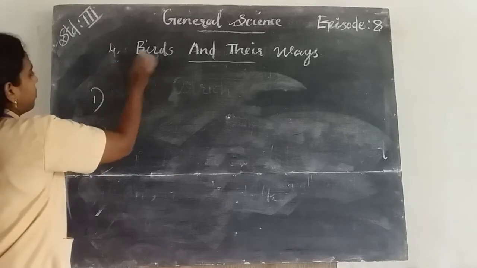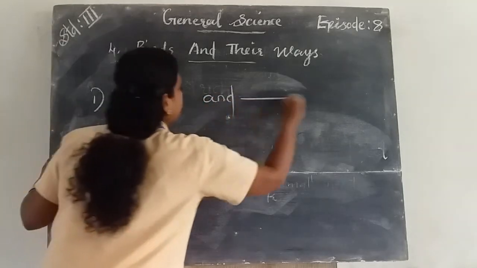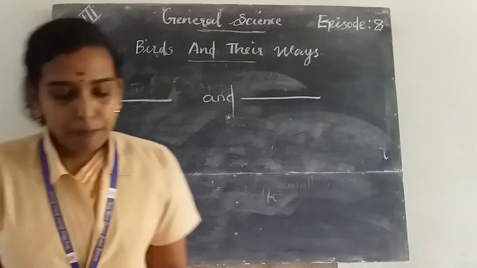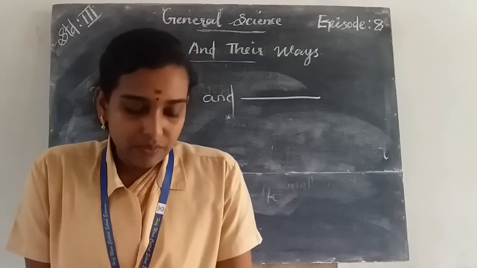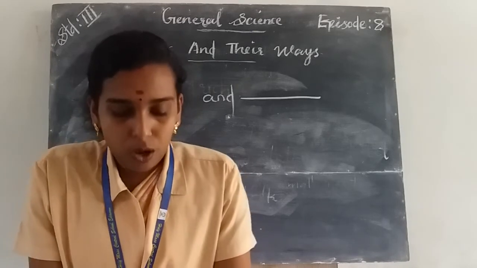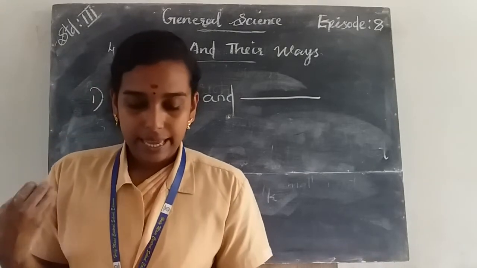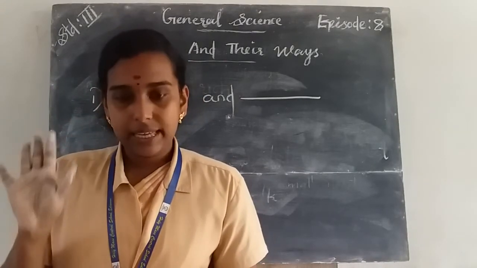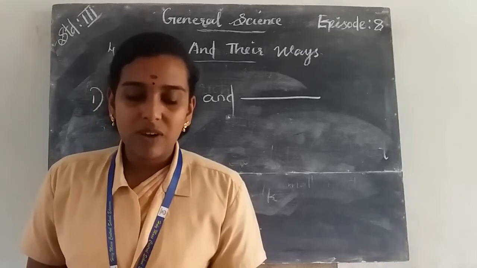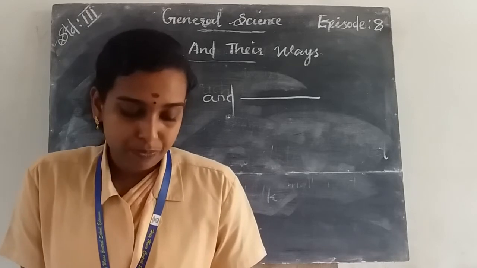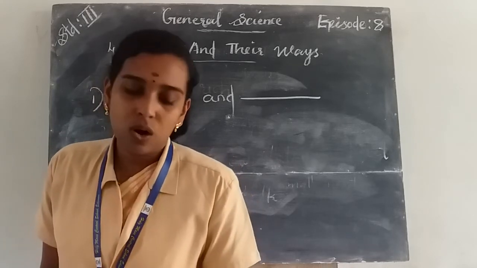First question, dash and dash are birds that can only fly short distance. In the box, the given words are emu, peacock, tails, ostrich, cranes, hen, wings, geese. In the given birds, which are the birds that can fly for short distance? Peacock and hens are the birds that can only fly short distance.